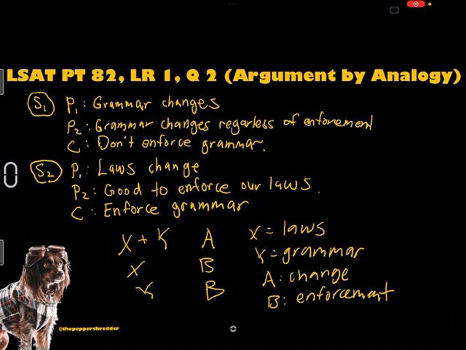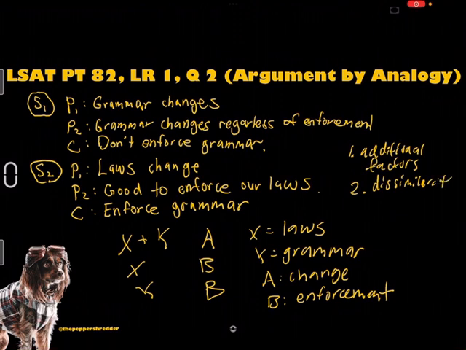One way to strengthen an argument by analogy is to suggest additional factors that suggest the two things being compared, X and Y, are relevantly similar. One way to weaken an analogy is to state a relevant dissimilarity between X and Y. For example, in this case we can argue that laws and grammar rules are dissimilar because laws may affect a person's life or safety, so we care about enforcement.